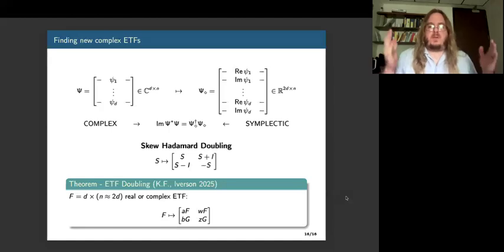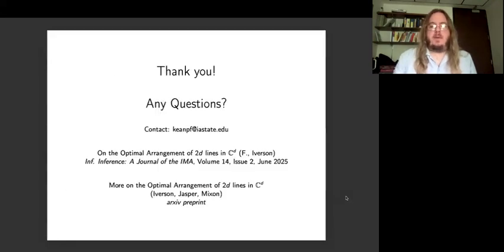So the upshot of this whole slide is that we check the box in saying, is there a lesson to be learned by studying the symplectic ETFs? Is there something that we can apply back to the setting that we care about? We answer that yes. And it's not just non-trivial stuff. It's actually good information. Okay, that's all I have for you.